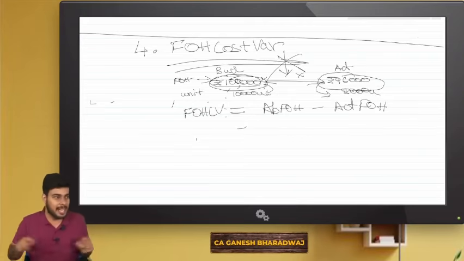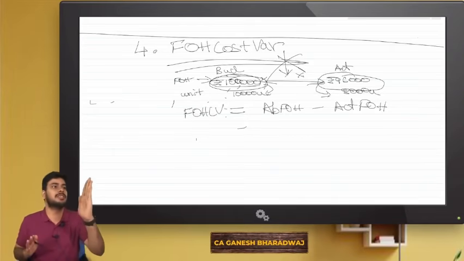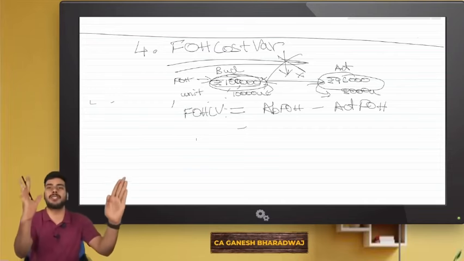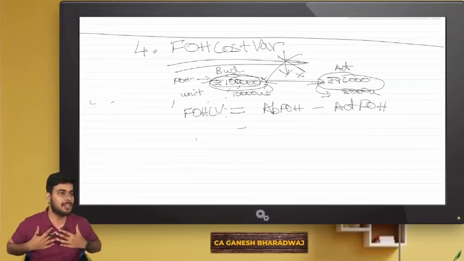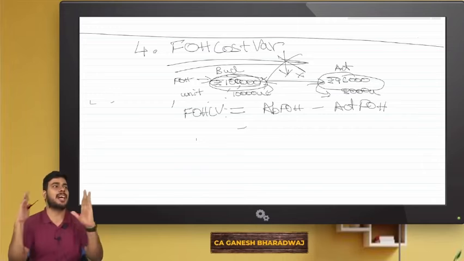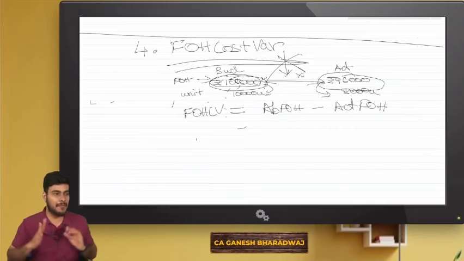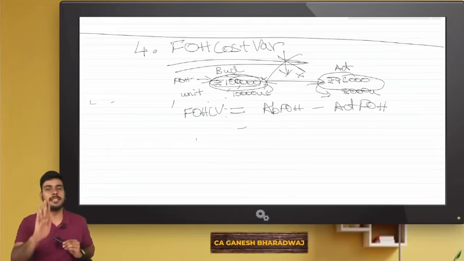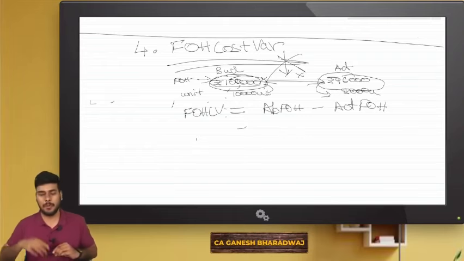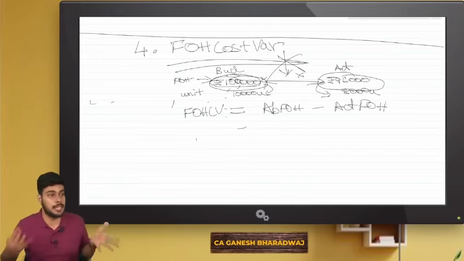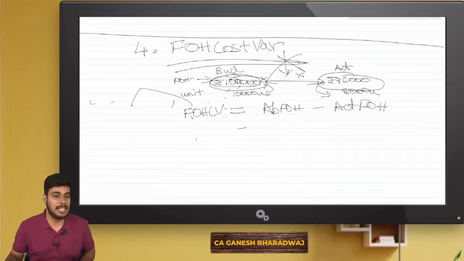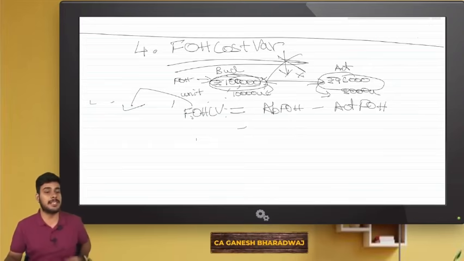So this area does not talk about standard with actuals or budget with actuals. This area talks about absorbed versus actual. Fixed overhead cost variance is nothing but your under absorption or over absorption. Please write it down somewhere. This entire variance stands for under absorption or over absorption.